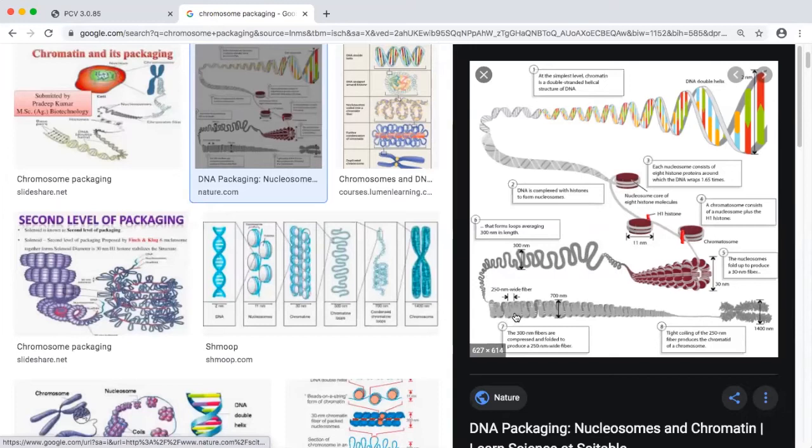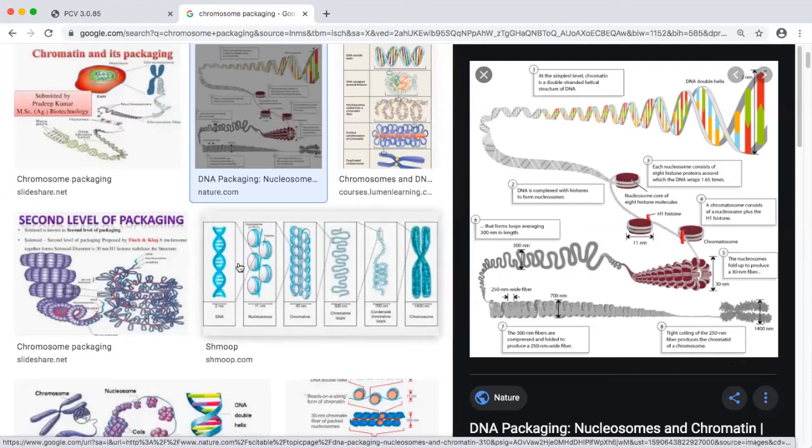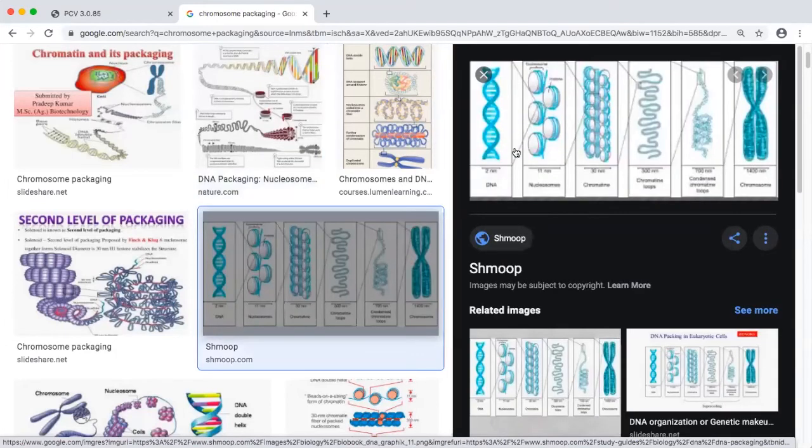So when chromatin fiber is condensing further and further, you are getting a structure which is called a chromosome. Basically it is the DNA along with these proteins packed up in a very compact structure that we call a chromosome. In this diagram, you are able to see the first level of organization is just DNA. Then you have proteins along with it, packing it. So even further, it is closely packed.